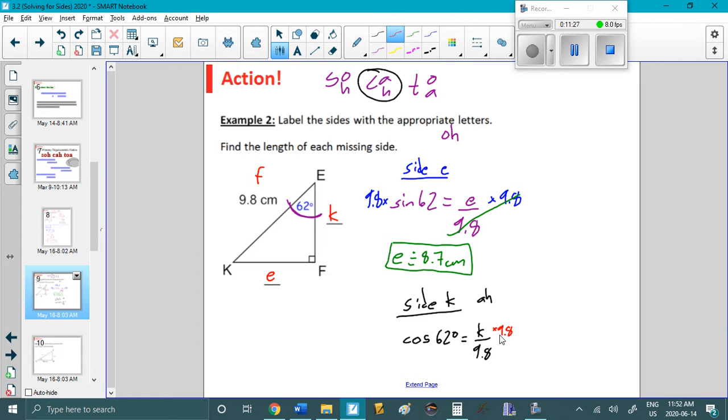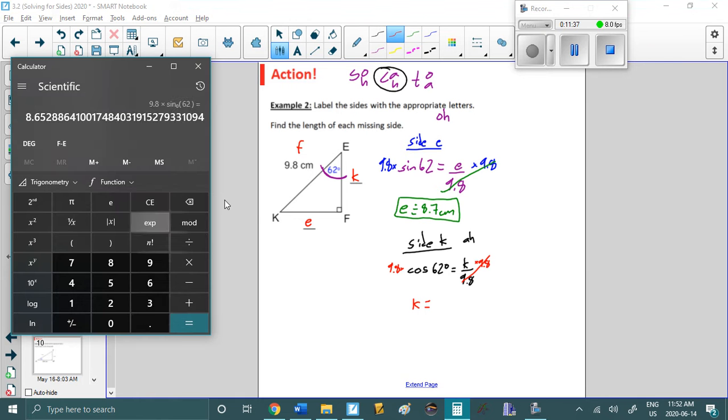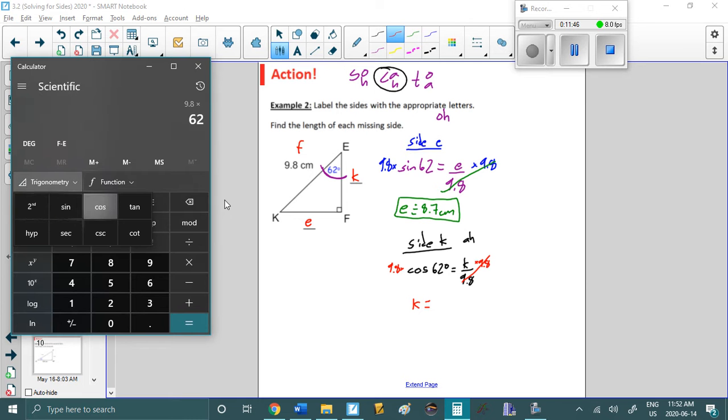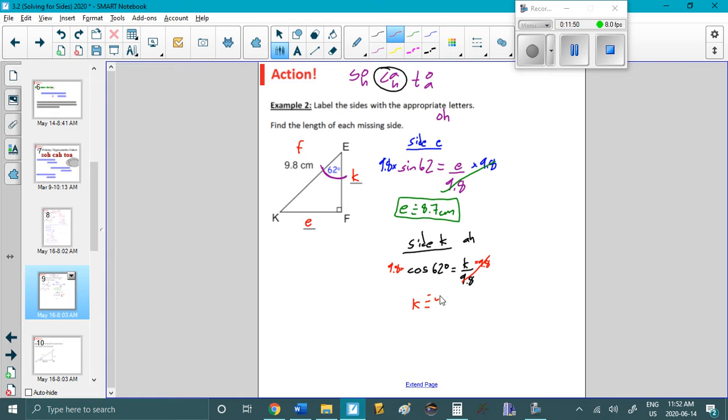And remember, the trick is when the variable's on top, you're going to multiply, which is easier than dividing for some reason. And now we do 9.8 times 62 cos. We hit equals, we get 4.6, approximately 4.6 centimeters. And again, that's shorter than the hypotenuse, so that checks out.